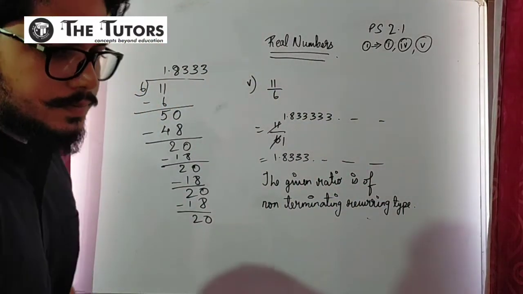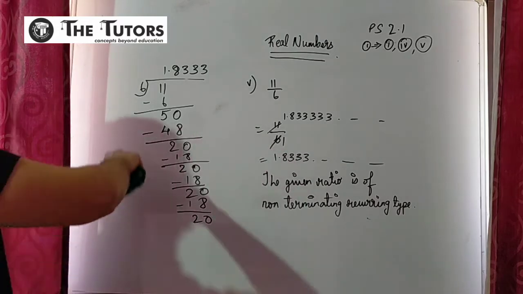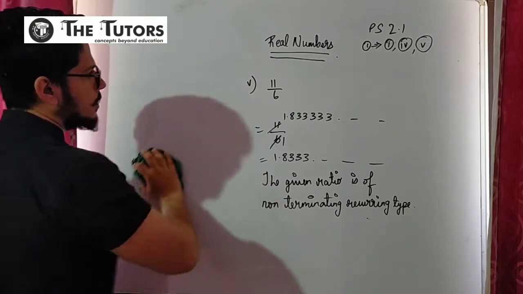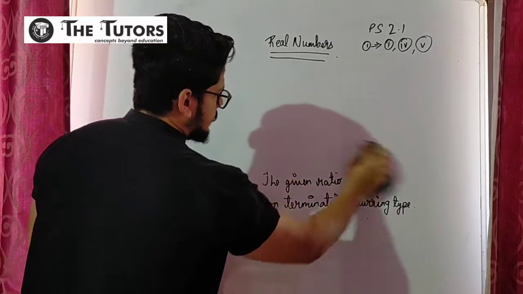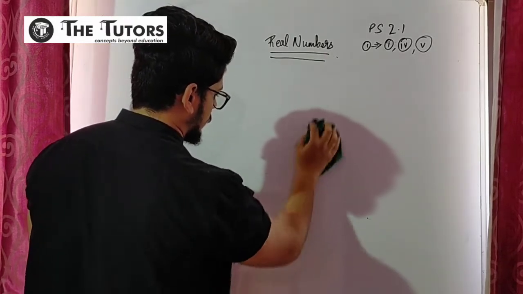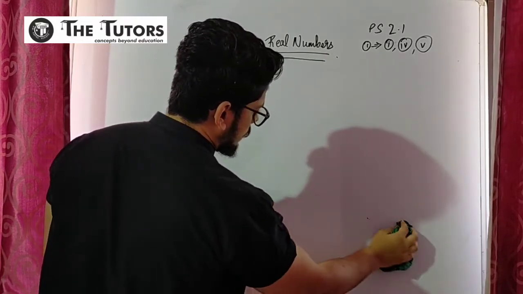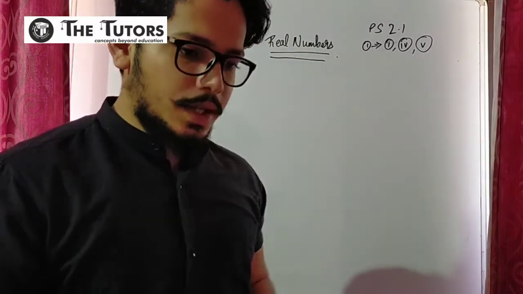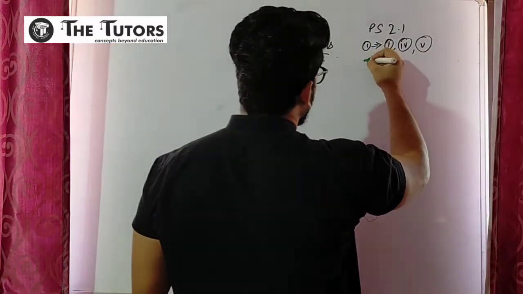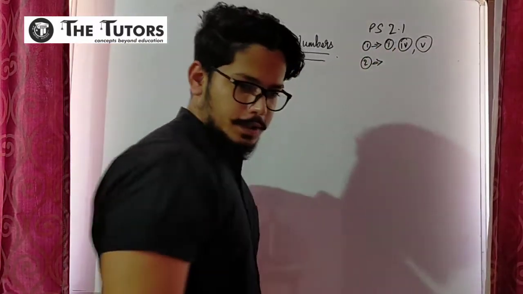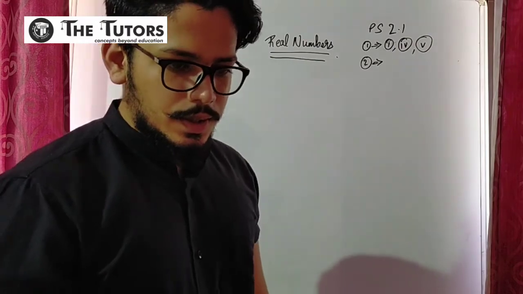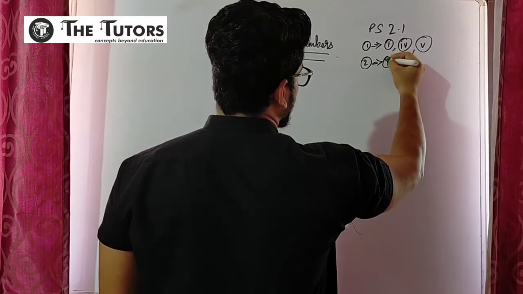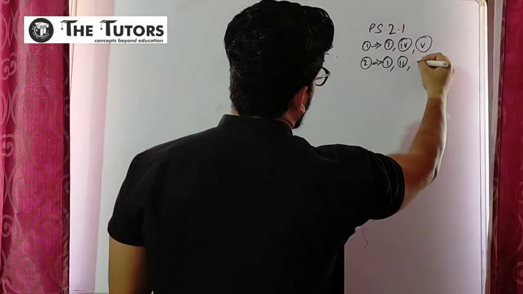Let's move on to the next sum. Second question has the following. Write the following rational numbers in decimal form. We will solve the first question, fifth question and second question. First, second and fifth.